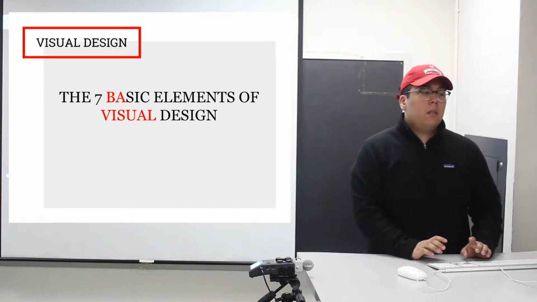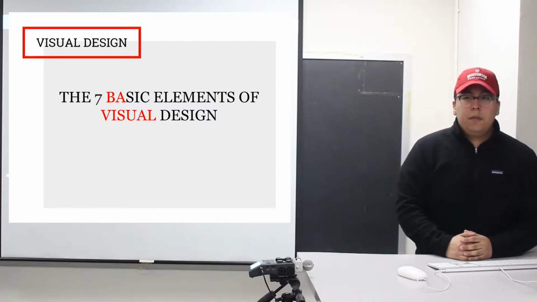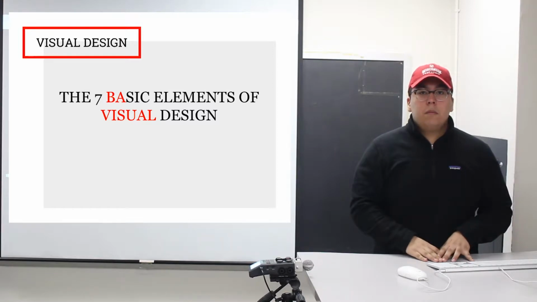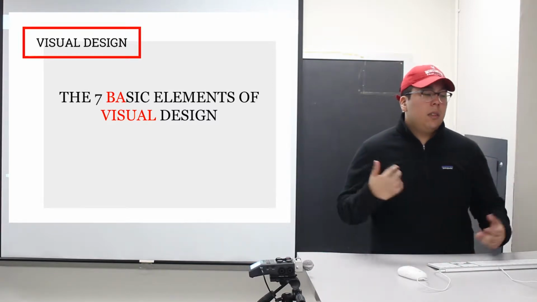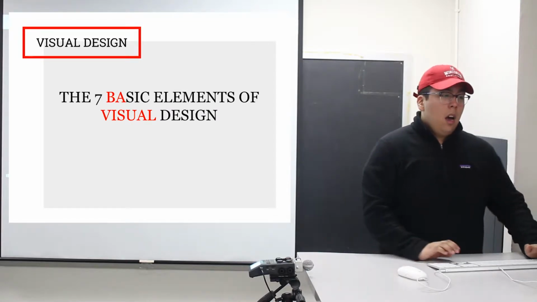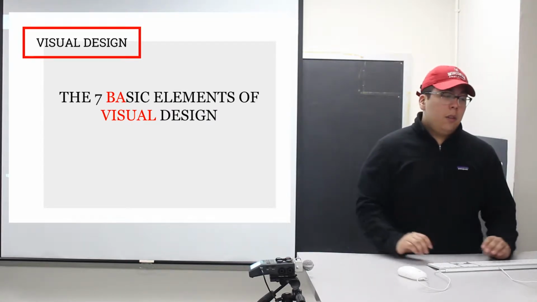So we're going to go through the 7 basic elements of visual design. So this is just visual design. For other types of designs, there's different elements, but this is just a refreshment of the type of designs that you should be thinking about when you create your website design.